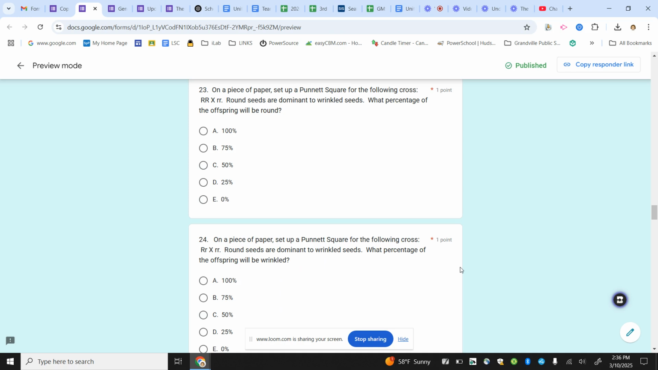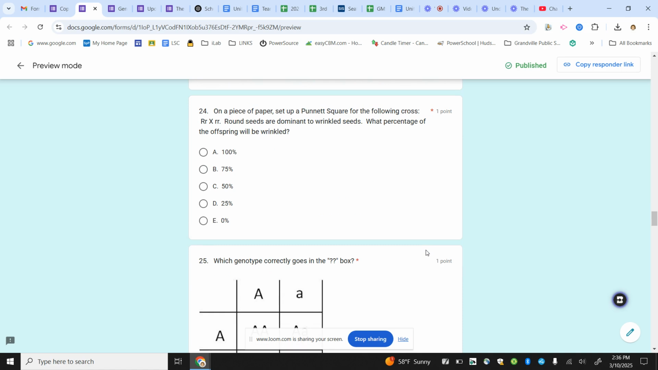Number 23, on a piece of paper, set up a Punnett square for the following cross. Big R times little r. Round seeds are dominant to wrinkled seeds. What percentage of the offspring will be round? A, 100%, B, 75%, C, 50%, D, 25%, E, 0%.